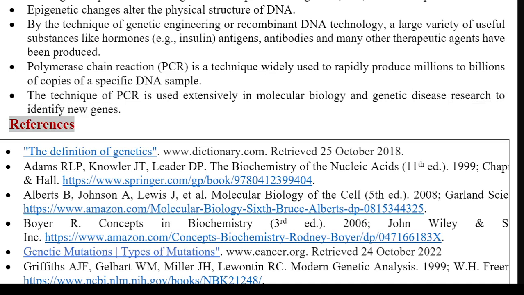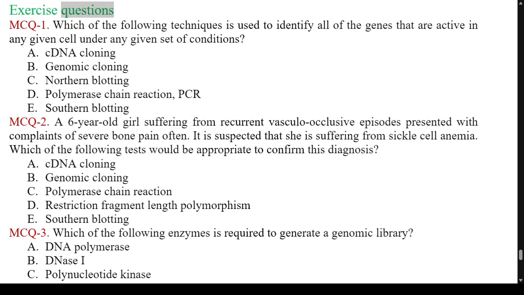References. Exercise questions. MCQ 1. Which of the following techniques is used to identify all of the genes that are active in any given cell under any given set of conditions? cDNA cloning, genomic cloning, northern blotting, polymerase chain reaction, PCR, southern blotting.